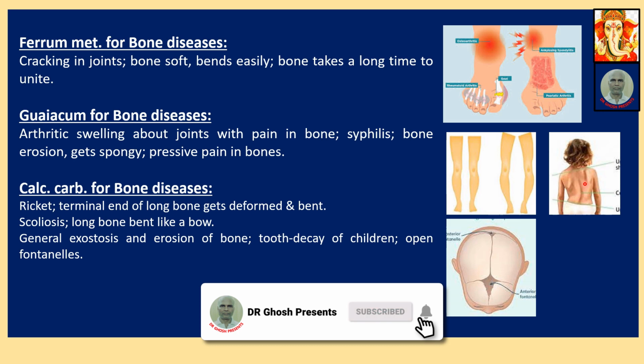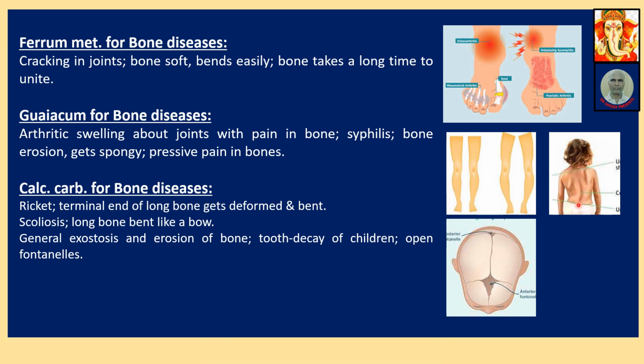This scoliosis, see this young patient, his spine is curved on the right-hand side. It is bent on the right side. This is scoliosis. General exostosis and erosion of bone, tooth decay of children, and open fontanelle. This is open fontanelle. Calcium metabolism, calcium deposition in the bone is disturbed here. So Calcarea takes a good step here.